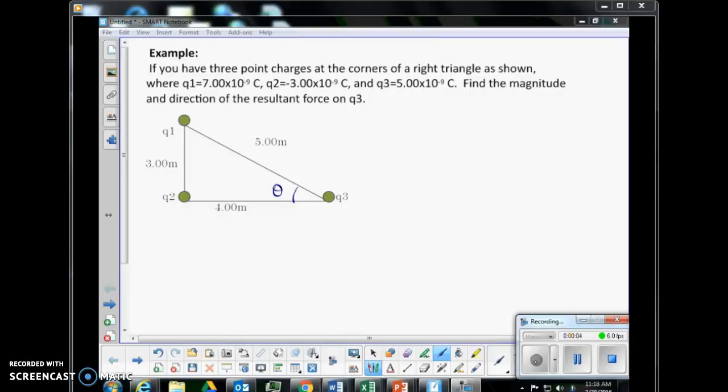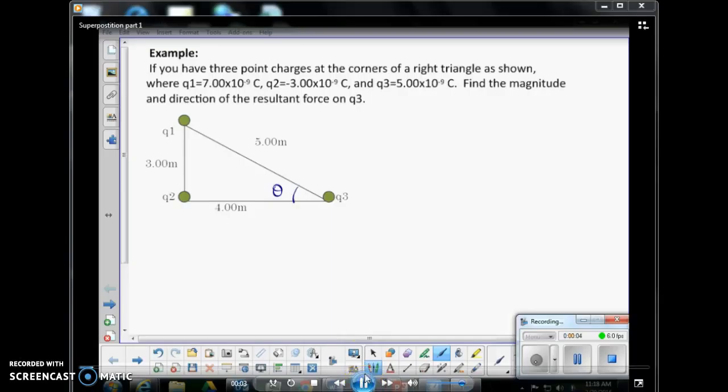We're going to talk about now superposition if you have three particles that are not in a straight line. The example we looked at before was for three particles in a straight line. For this example, we're going to look at three particles that are in the shape of a triangle. So the first thing I want to do is, this is a right triangle.